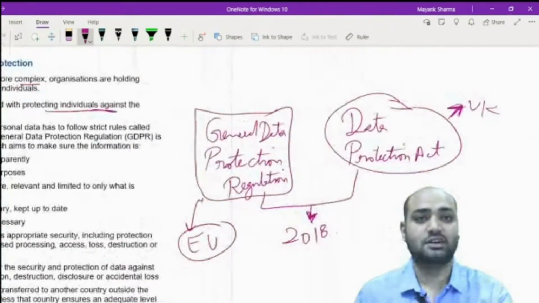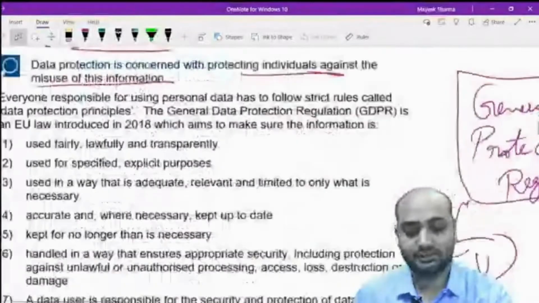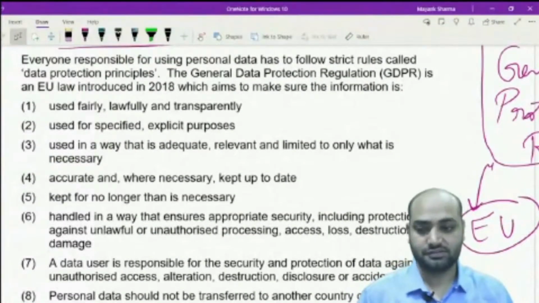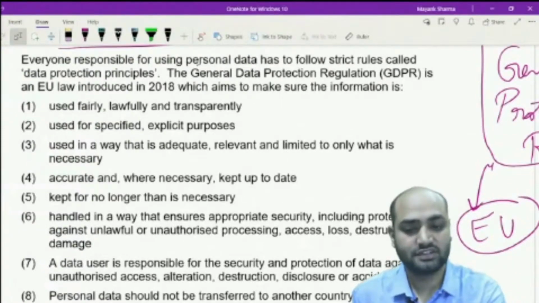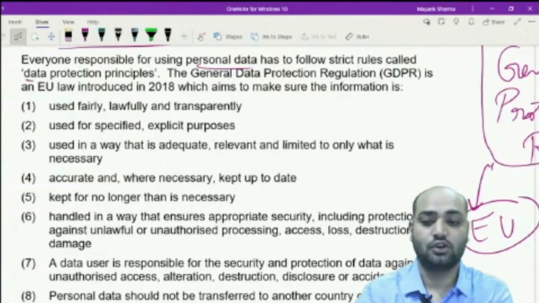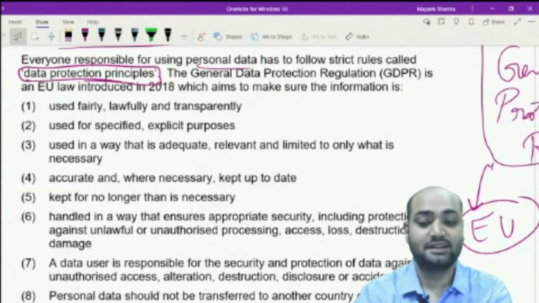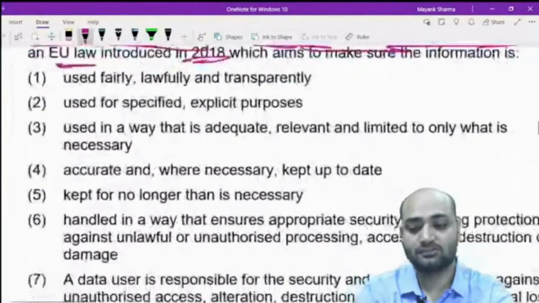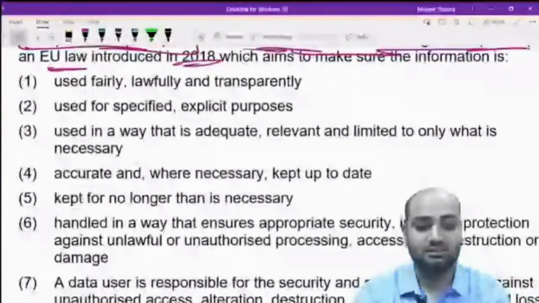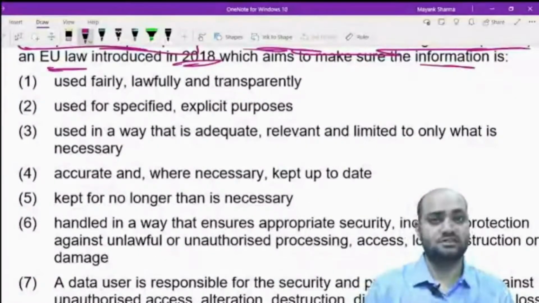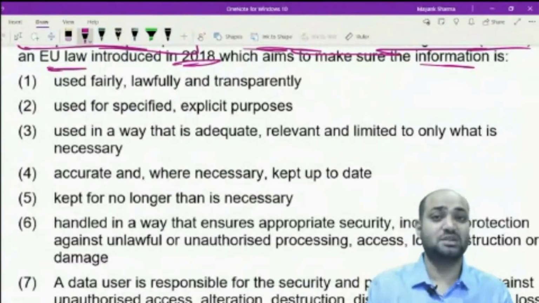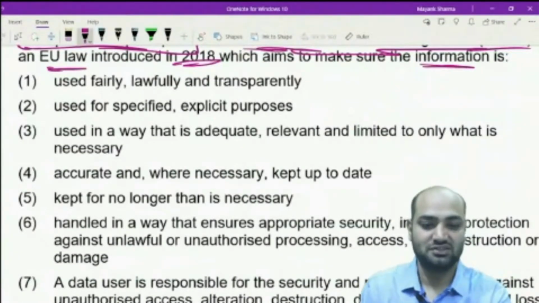So these outline the basic requirements of data protection and also include penalties and actions to be taken in case these regulations or the provisions of the Act are not fulfilled. So everyone responsible for using personal data has to follow strict rules called data protection principles, which are dictated under the General Data Protection Regulation. It is an EU law introduced in 2018, which aims at the following. First is that information and data are interchangeably used, but data is something which has no meaning or less meaning attached to it. Information is something which is meaningful. So meaningful data is actually called information.